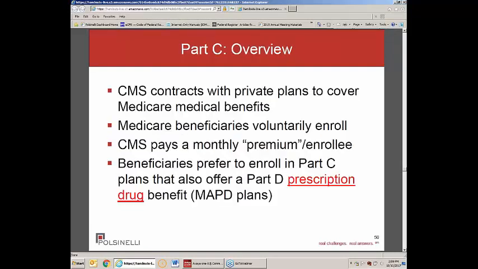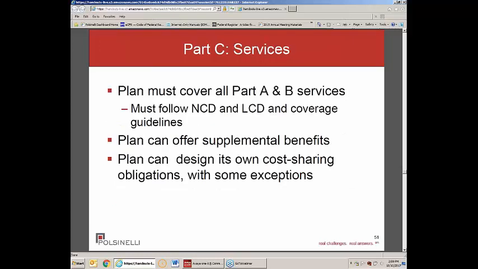And beneficiaries also have the option to go into a Part C and Part D program. It's called the MAPD program, which would cover their drug costs as well as their Medicare Part A and Part B benefits as well. So plans must cover all of the Part A and Part B services. They can provide more than that, and they have to follow the national coverage determinations and local coverage determinations of Medicare and other coverage guidelines, but they can also have their own rules.